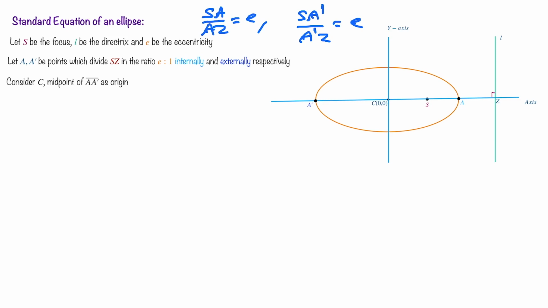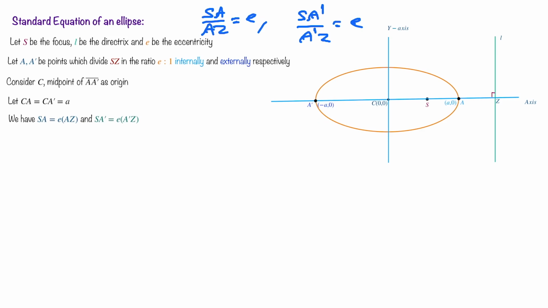So if this C is the origin, then this axis, which is a horizontal line passing through the origin, must be the x-axis. So our axis is also the x-axis, and the vertical line passing through (0, 0) is going to be the y-axis. Now here we have CA equal to CA dash, because C is the midpoint of AA dash. So let us take CA equal to CA dash equal to small a. Then in terms of small a, the coordinates of A and A dash must be like this. A's coordinates are (a, 0) because CA distance is a and C is the origin. So A coordinates must be (a, 0) and A dash coordinates must be (minus a, 0).